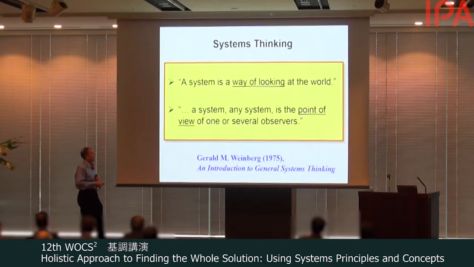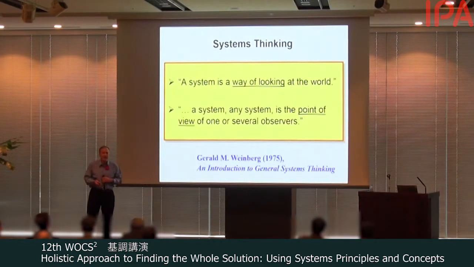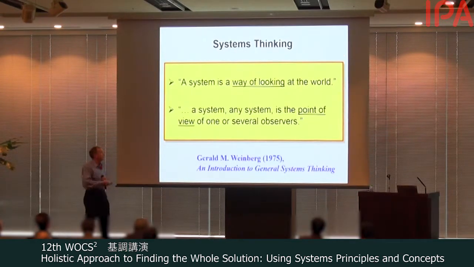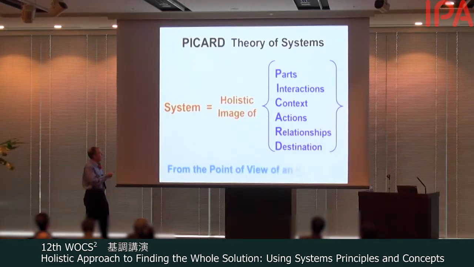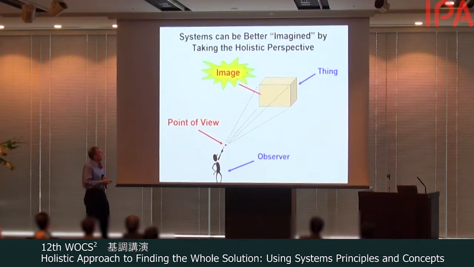So going back to what Gerald Weinberg says, a system is a way of looking at the world. That thing is not the system, but the way we look at that thing is the system. The system is a holistic image of parts, interaction, context, action, relationship, and destination, hence the PICARD theory. So having understood that there are multiple points of view, multiple observers, the image of that thing is really a reflection of the views of the various stakeholders.